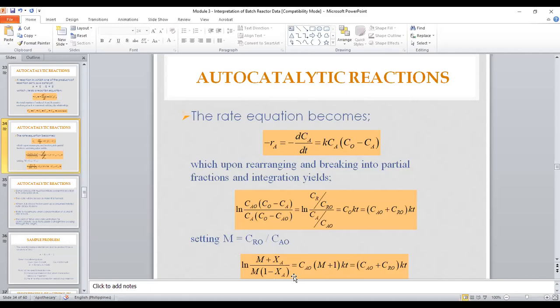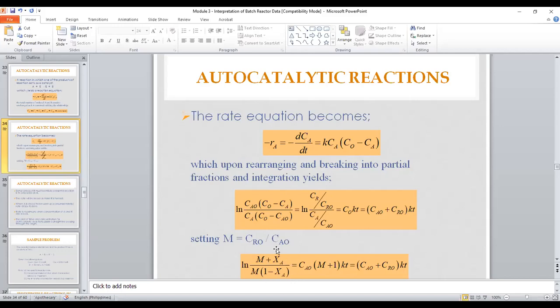If the problem provides you with the concentration of A, you can always change this X sub A to an expression coming from C sub A being equal to C sub A0 times the quantity 1 minus X sub A. So there's no problem with this limiting you.